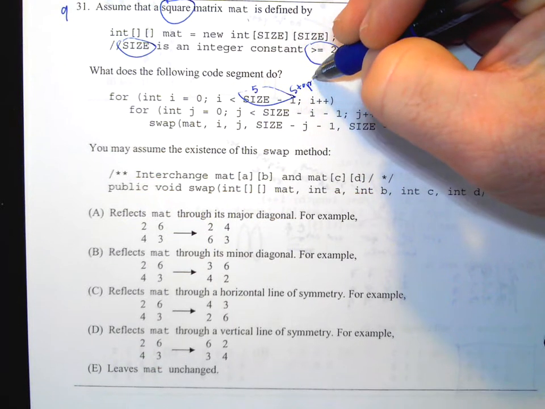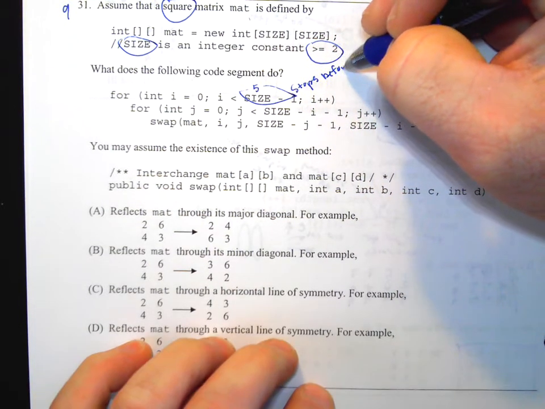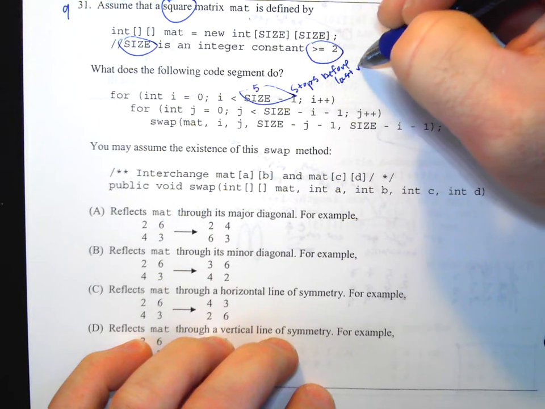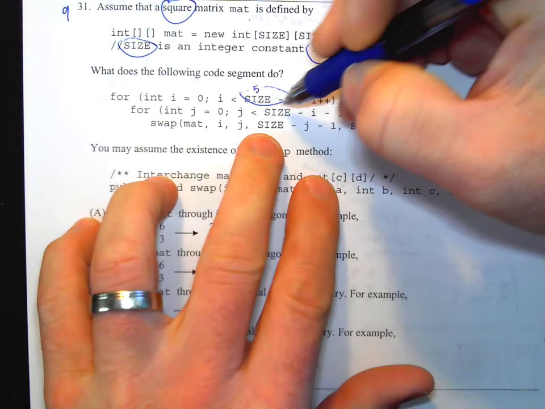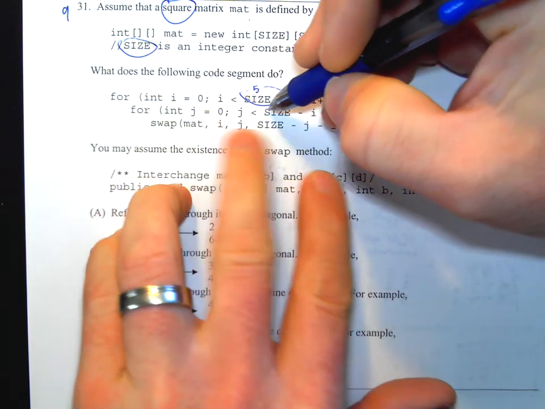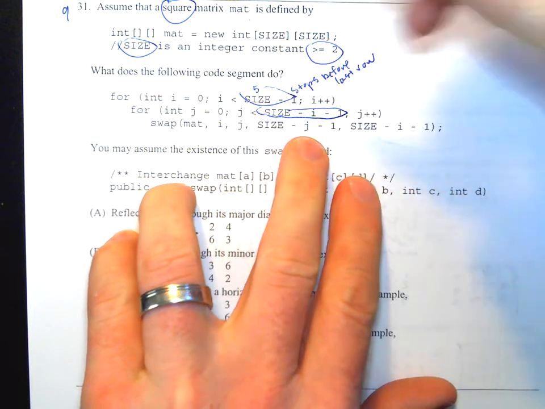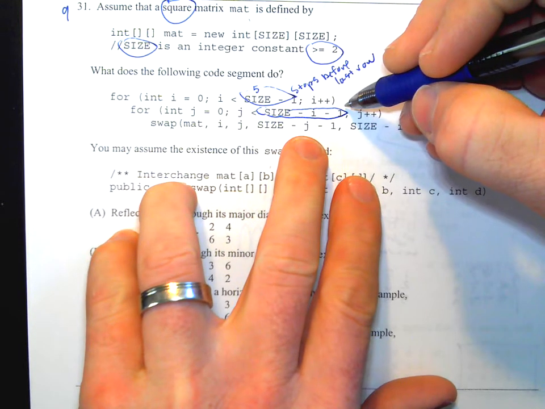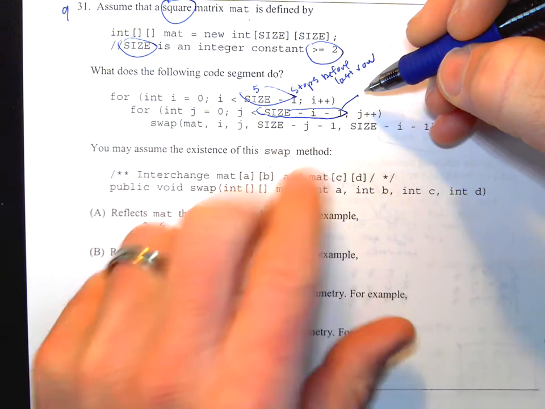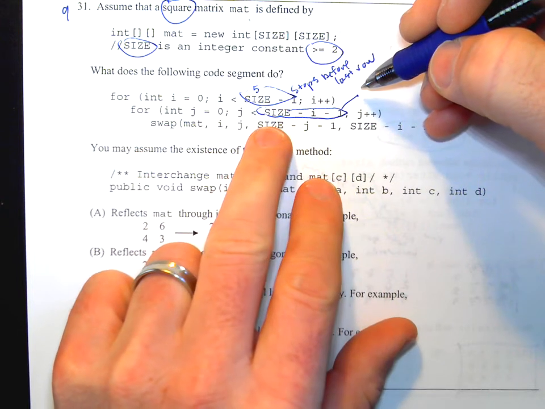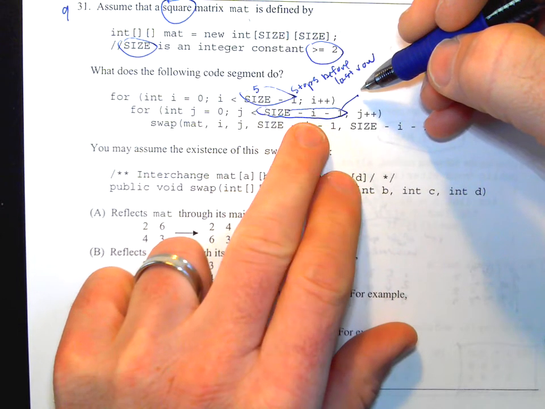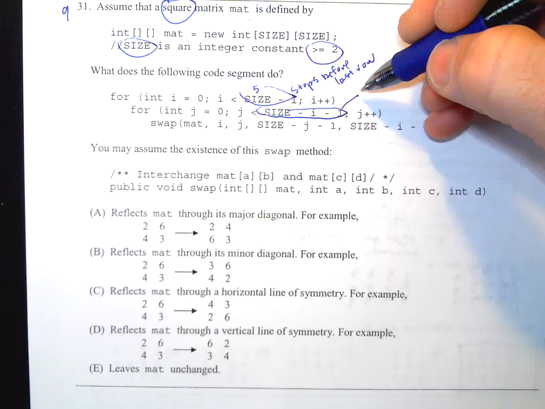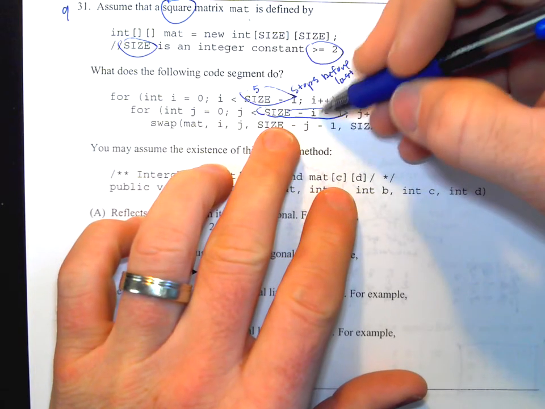Stops before last row. Okay. And the next one goes to the column started at 0 and it stops. Oh, this is kind of weird. Let's see. This is kind of interesting. What does this do? The size, which is the same number of columns, minus I minus 1. So this is changing every row we go through.